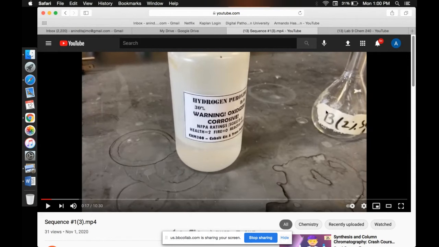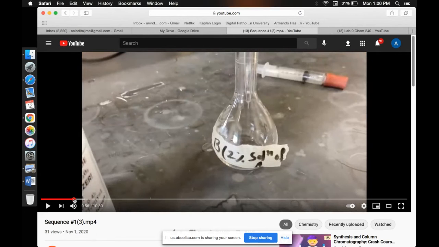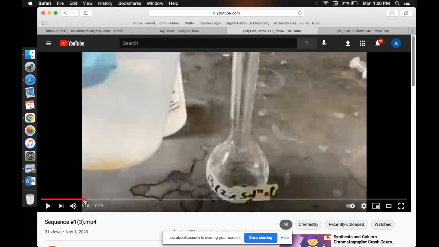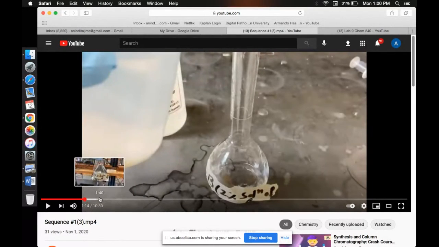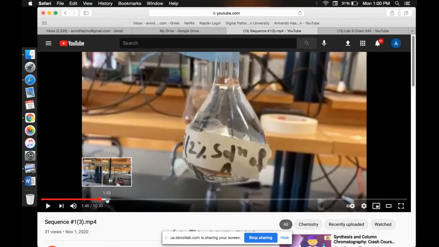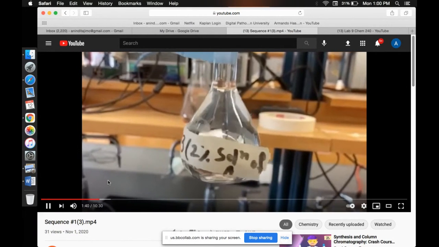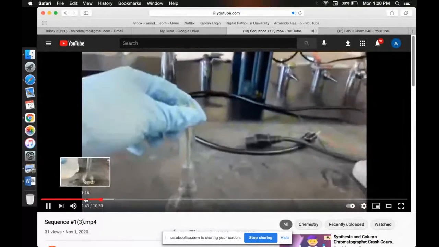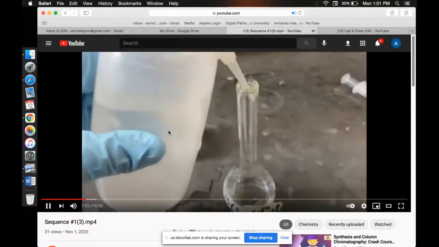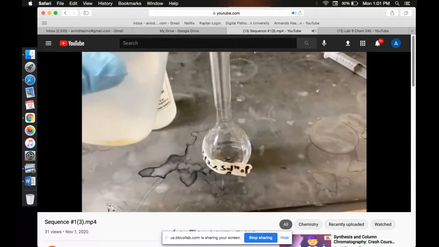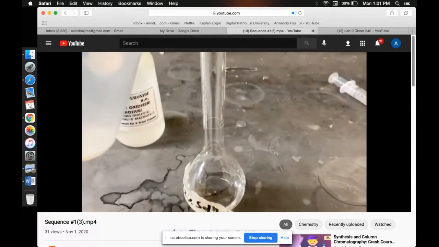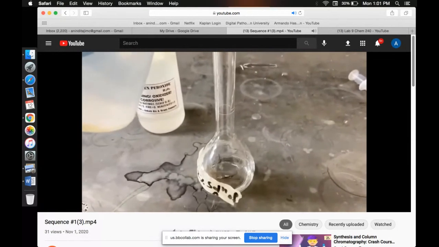And always you need to label like this: 2% solution of B is 2% solution of A. So I have taken 2 ml of this into the volumetric flask and make it up to the mark with water. I'm putting water on it, and I also, with the help of this plastic wash bottle, make it up to the mark. So this will be the 2% solution of A.